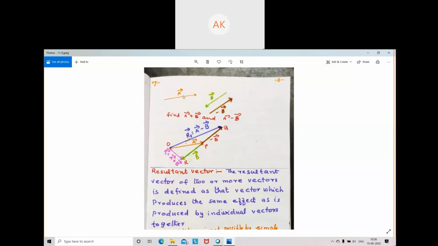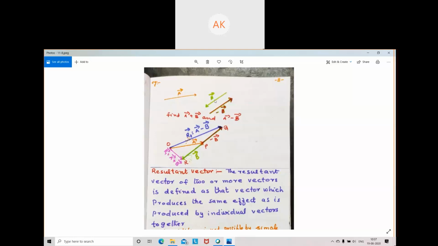You can see subtraction of vectors here. This is vector A, the orange colored line. For its magnitude, you have to measure its length with the scale, and the arrowhead gives the direction of the vector. And B is drawn like this: vector B, green color.